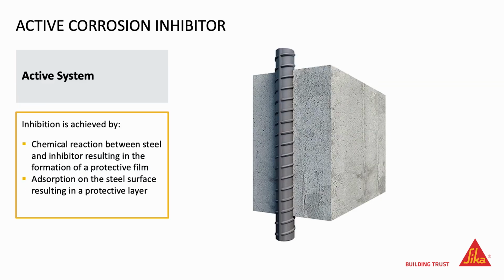Different systems of corrosion inhibitors are available. Amongst them, there are active and passive inhibitors. Surface-applied active inhibitors are applied at the concrete surface. Their active molecules do not react with the cement compound or the aggregate, but can migrate to the rebar level.